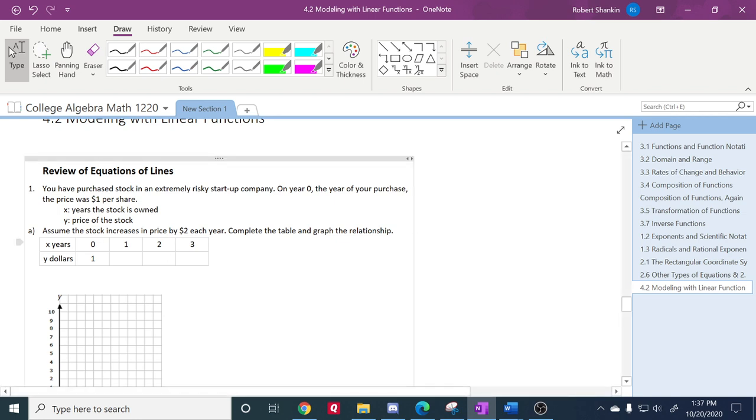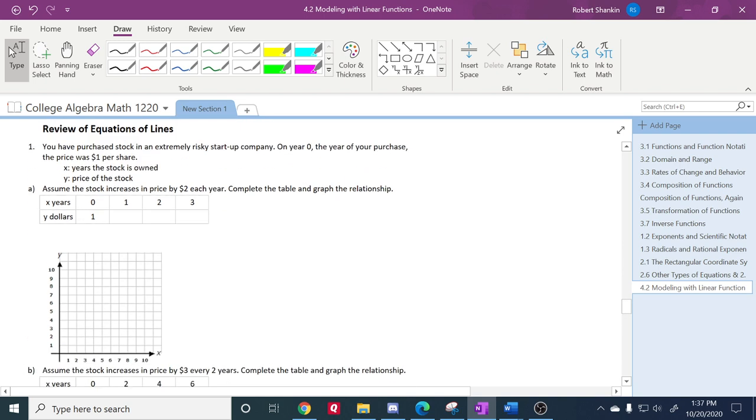But, all right, so assume the stock in this company increases by $2 every year. Complete the table and graph the relationship. All right, so I'm going to give you all a little bit of time to do part 1A. Complete the table and make the graph.